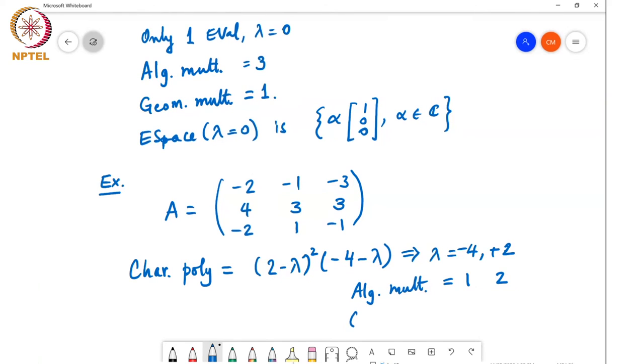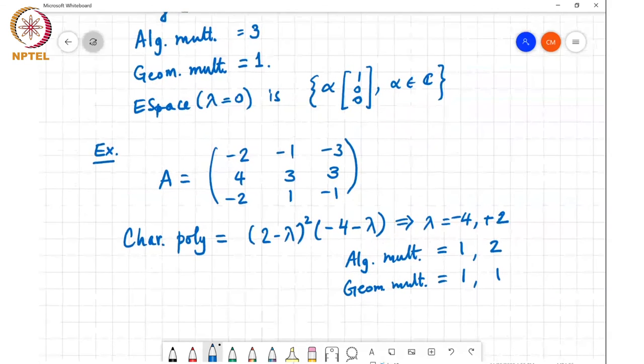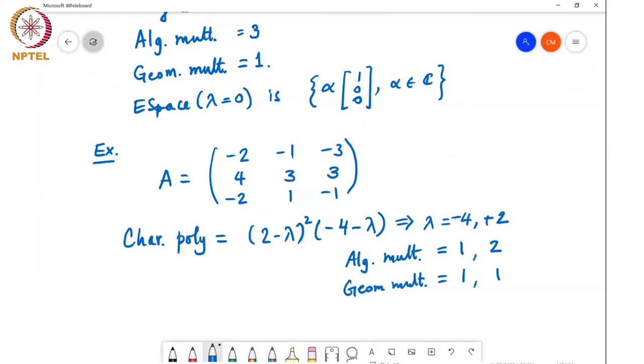And the geometric multiplicity is at most the algebraic multiplicity, and in this case it turns out to be 1 and 1. It's always at least 1, and it's at most equal to the algebraic multiplicity. So these things you take on faith for now. We'll actually see how to compute the Jordan canonical form next, and then you'll be able to execute that for this matrix and see that all these are true.